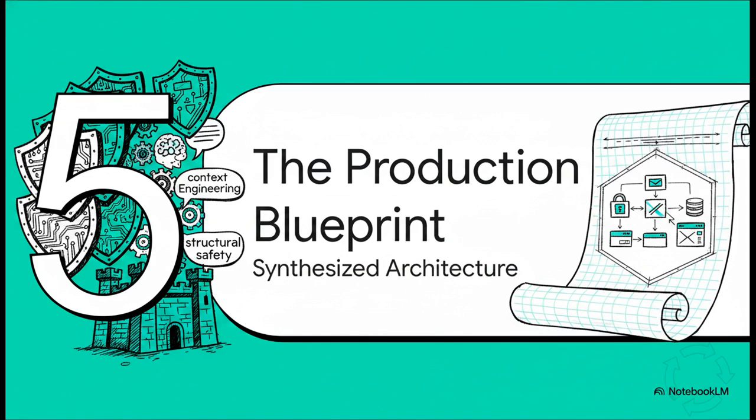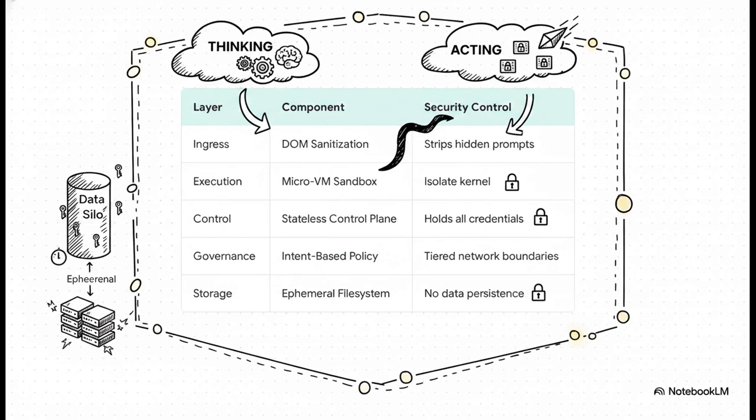Let's put it all together now and look at what a production-ready blueprint actually looks like. The key to this whole blueprint is decoupling the thinking from the acting. So check out the flow. You've got a stateless control plane. This is where your secrets live. It never, ever touches the public internet. Its only job is to orchestrate tasks.